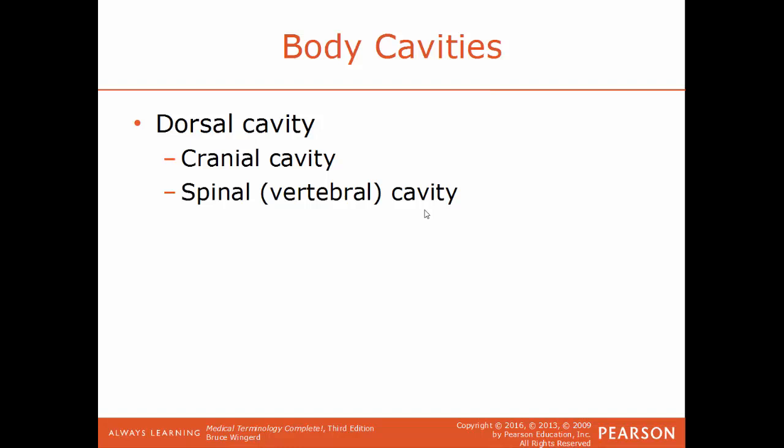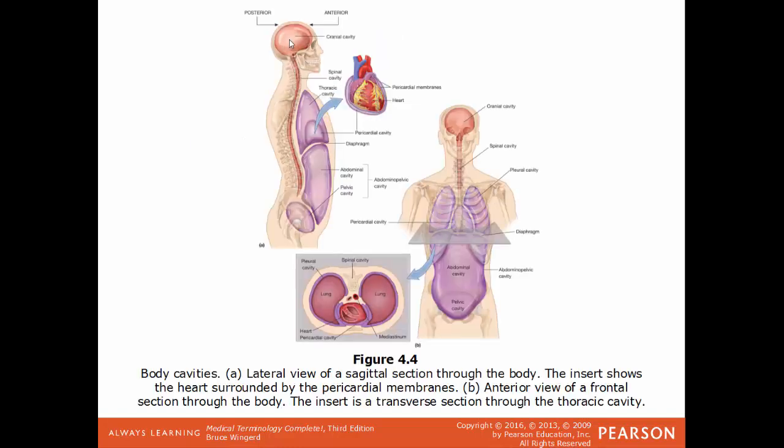Alright, we'll talk about the body cavities first. The first group we'll talk about are the dorsal cavities. Dorsal means toward the back. So these are the cavities that are toward the back of your body when put in the standard anatomical position. And there are two dorsal cavities: the cranial cavity, where you'll find the brain, and the spinal cavity, or the vertebral cavity, where you find the spinal cord. The brain and the spinal cord.